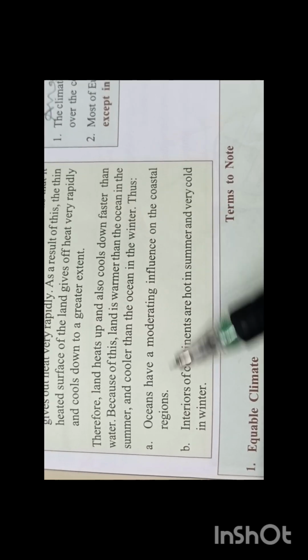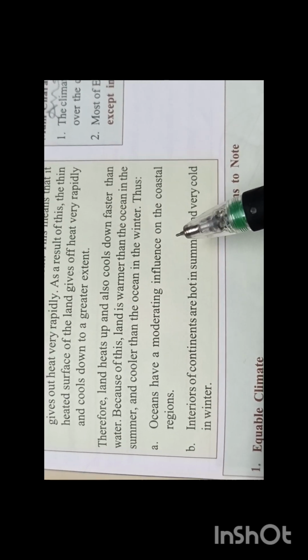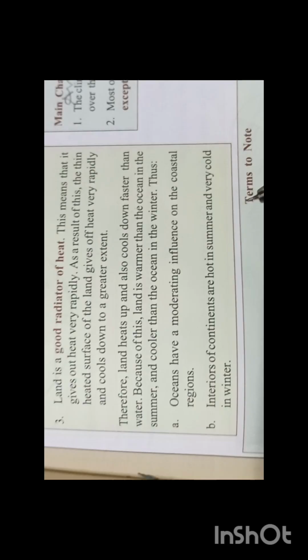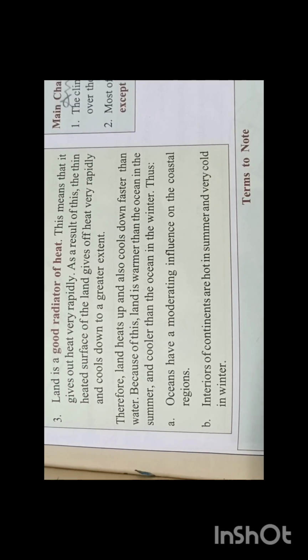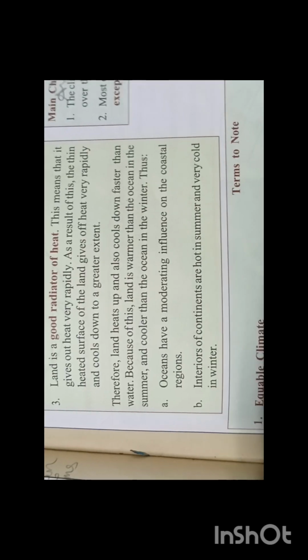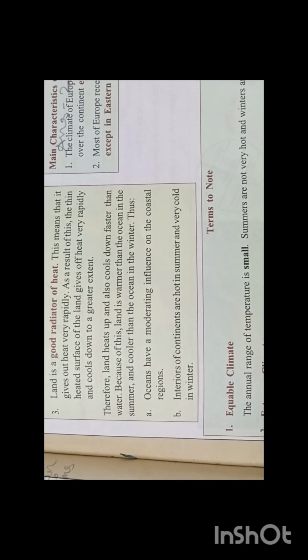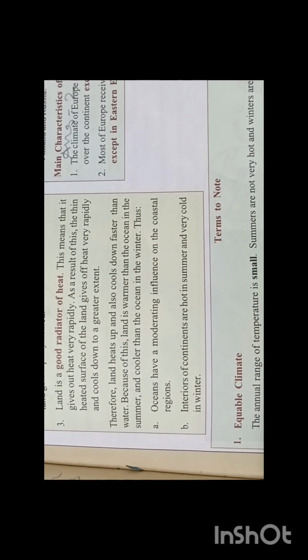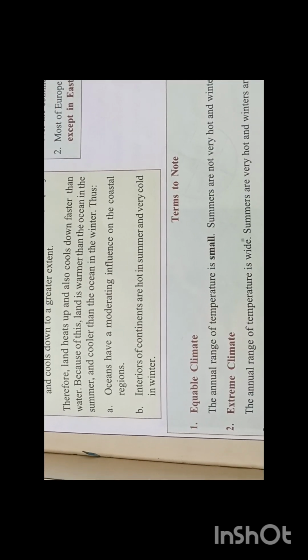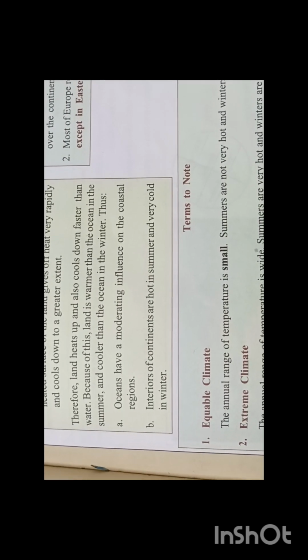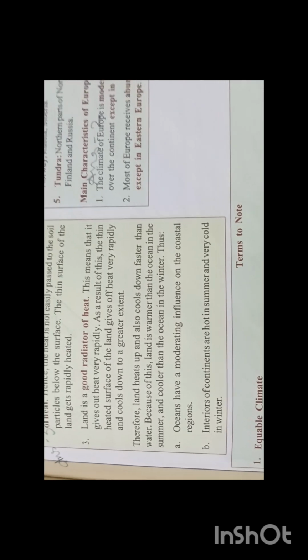So, thus, oceans have a moderating influence on which type of regions? On coastal regions. And the interiors of continents are hot in summer and very cold in winter. That means the continents are too hot in summer and very cold in winter. Interiors of continents means the people who will live there will feel hot in summer and cold in winter. Got it? Now, let's come to terms to note.